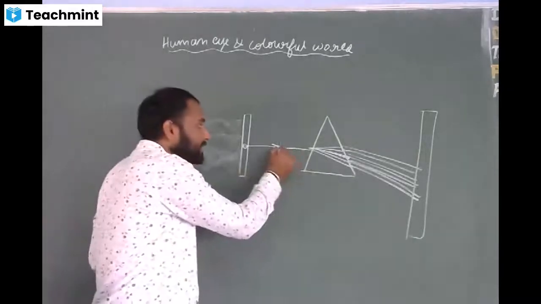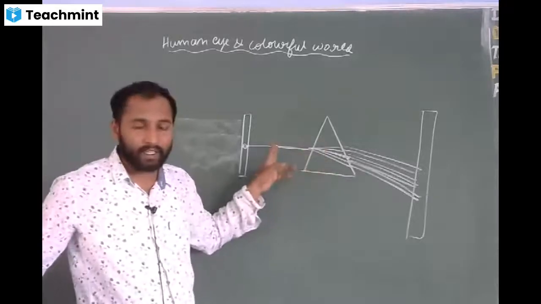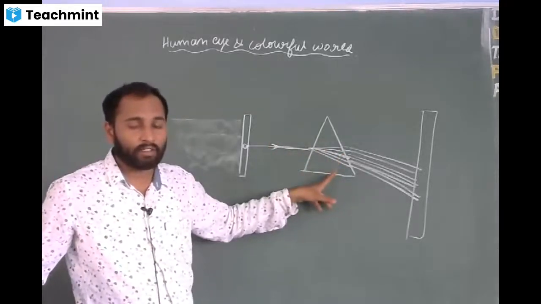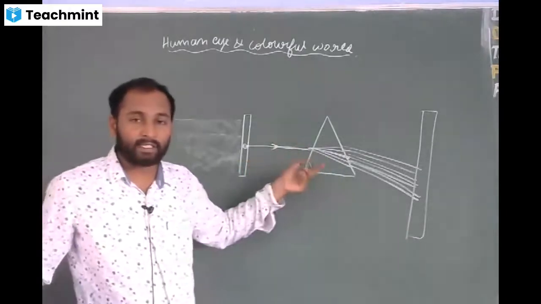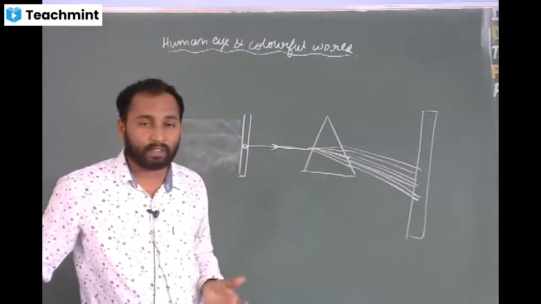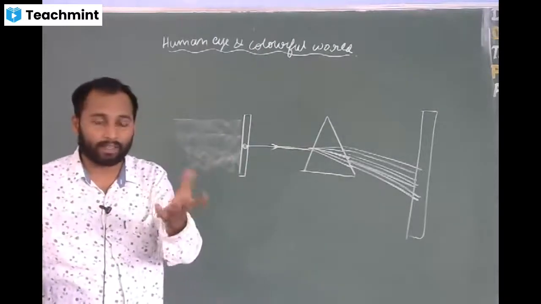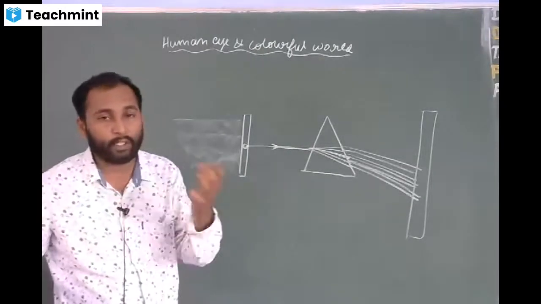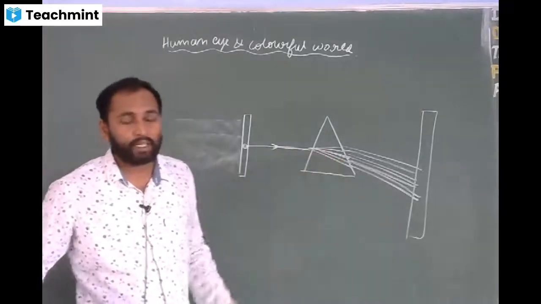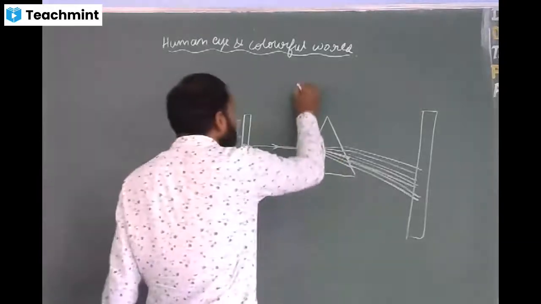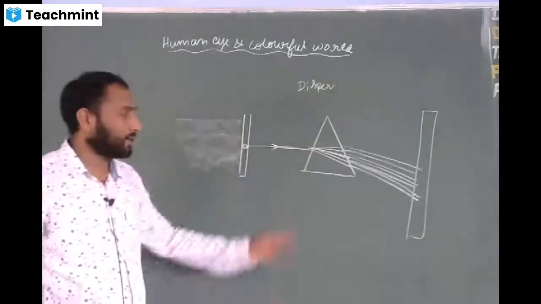So this white light is split into 7 colors. This splitting up of white light into a band of colors, or into a spectrum, its constituent colors. Constituent colors means the white light is made up of different colors, 7 colors. So that's what we call constituent colors. Splitting up of white light into its constituent colors, we call it dispersion. Okay, dispersion means splitting of white light into its constituent colors.